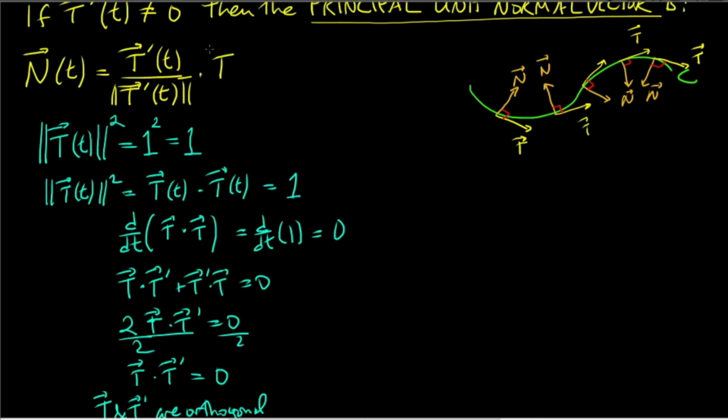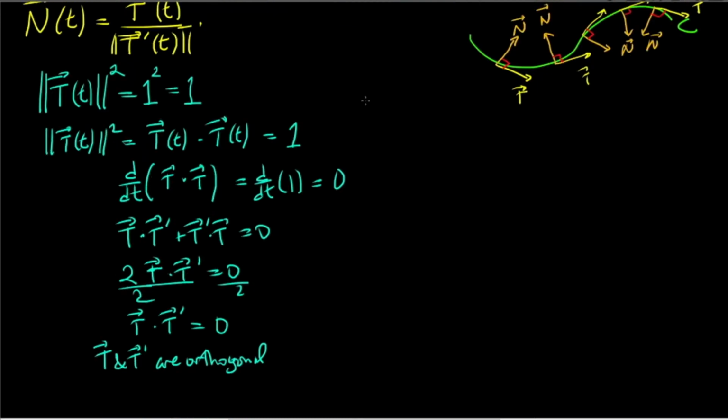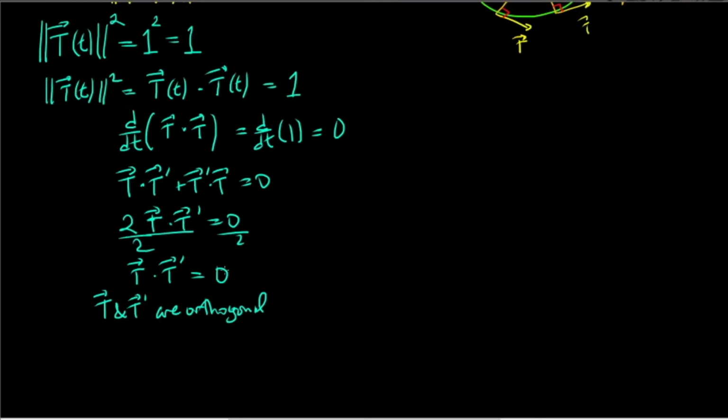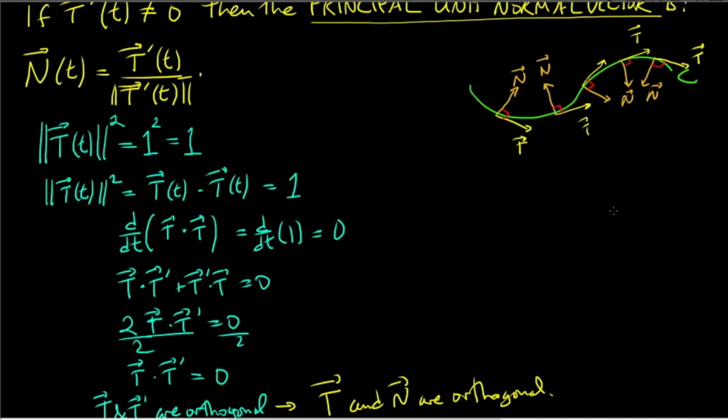If you take the dot product of T prime, divided by the magnitude, with T, dividing by the magnitude doesn't affect the angle. It doesn't affect the fact that they're orthogonal. So if T and T prime are orthogonal, then so are T and N. Okay, so I hope that helps.